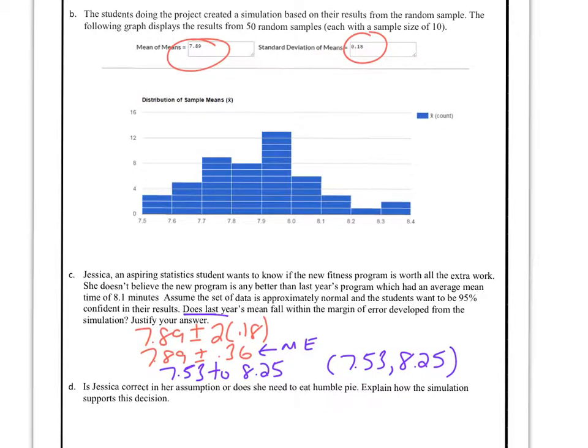It gives us this range of values. And so yes, from 7.53 to 8.25, last year's mean, which was 8.1, falls within the margin of error. So the answer is yes. 8.1 is within the margin of error. When it says justify, you just need to show your work, which we have right here.